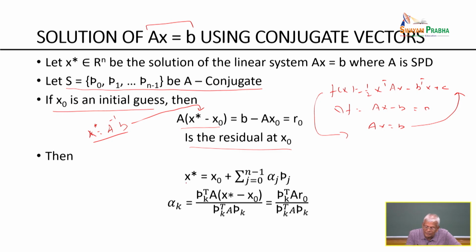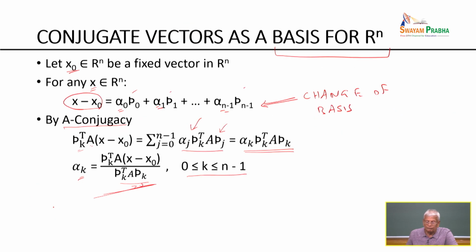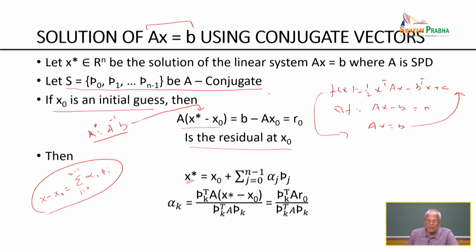Now, please understand what we have shown: x minus x naught can be expressed as the summation of alpha j times p j, j equal to 0 to n minus 1. That is the result that we showed in the previous slide. Any vector can be expressed as a linear combination of conjugate vectors. Therefore, x star, the minimizer, I do not know what it is, but it can be expressed as x minus x naught equal to summation alpha j p j.